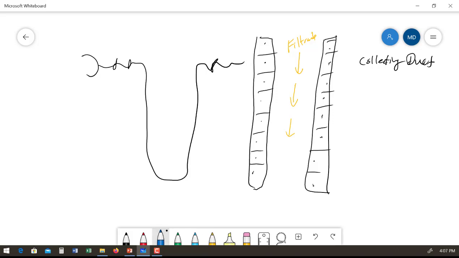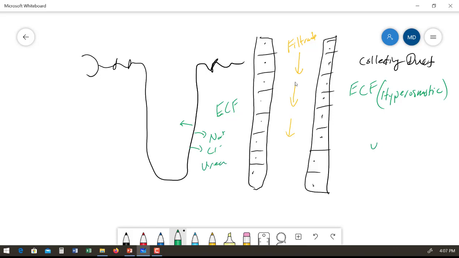Now remember, there's extracellular fluid all around this collecting duct. And this extracellular fluid is hyperosmotic, meaning that there's a lot of stuff in it. So in other words, there's a lot of sodium. Remember, there's a bunch of sodium coming off over here. We have sodium being pumped out over here. So we've got a bunch of sodium, and chloride is chasing that out. So we have a whole bunch of stuff, as well as some urea out here, and that's over here as well, right? So we've got all this stuff out here.